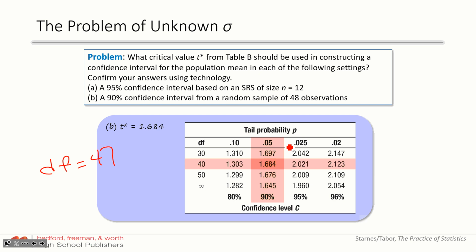But to be more cautious, I want more variability in my T distribution. And remember, the smaller the degrees of freedom, the more variability you have in your T distribution. So this is the T star that you should use.